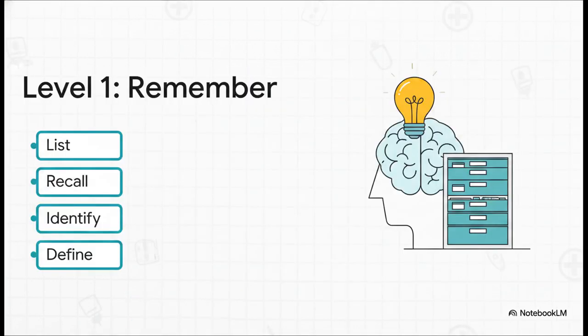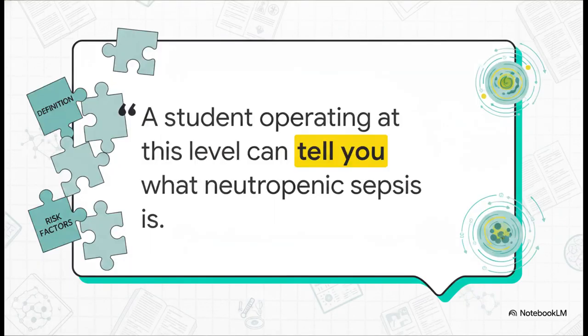At the lowest rung, level 1, we have remember. Here, you're simply recalling or recognizing previously learned factual info. The active verbs we're looking at are things like list, name, recall, identify, and define. In practice, if you're operating at this level, you can recite the textbook definition of neutropenic sepsis perfectly. You can rattle off the risk factors from memory like a pro.